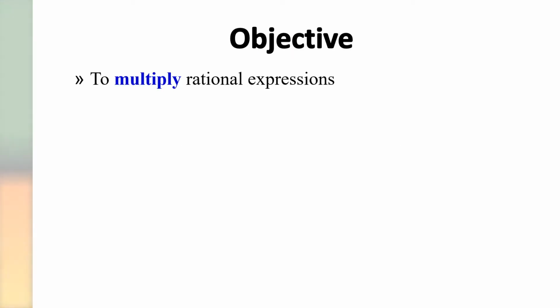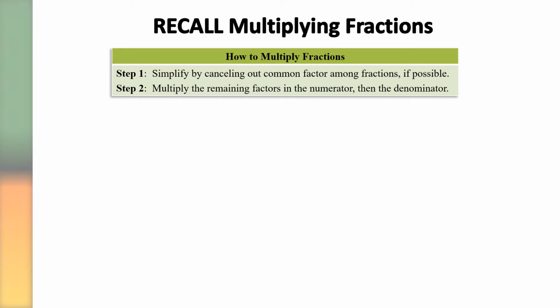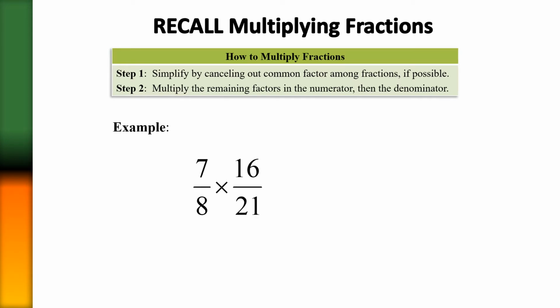The objective in this lesson is to multiply rational expressions. Recall when you first learned to multiply fractions, it probably was either toward the end of elementary or in middle school. But regardless of when you learned how to multiply, the steps were you could either multiply the numerators and then multiply the denominators. For example, 7 times 16, that's going to give you 112.